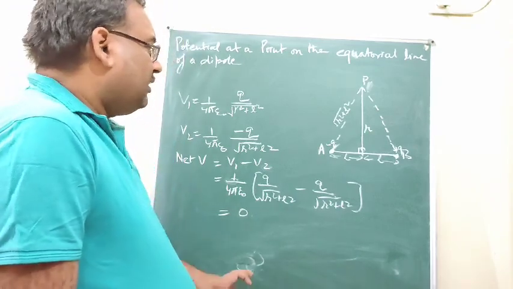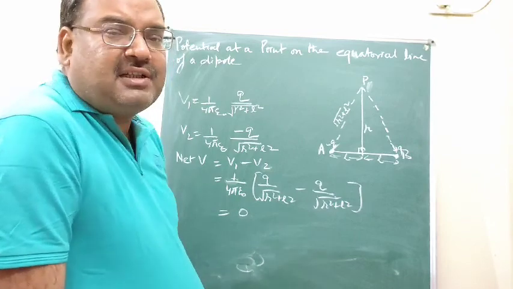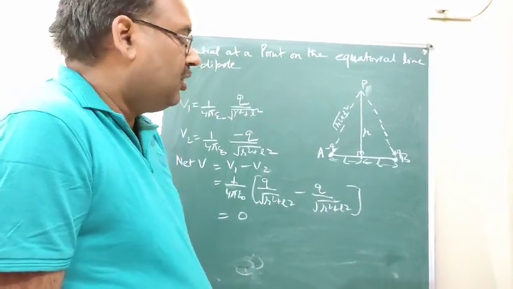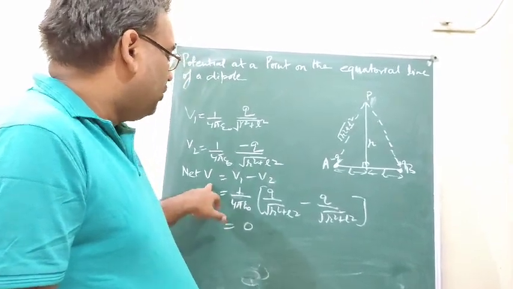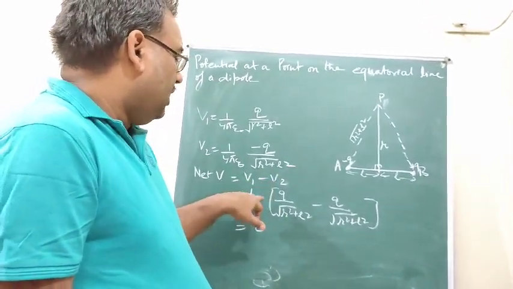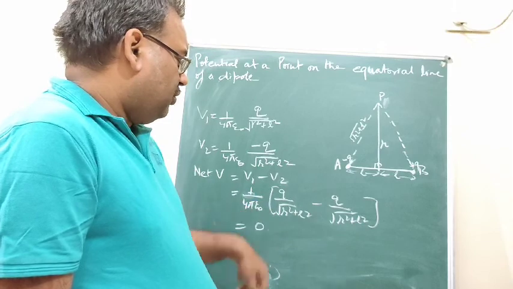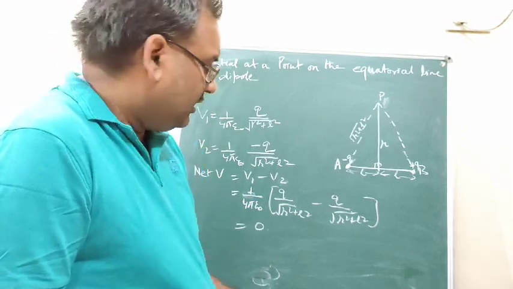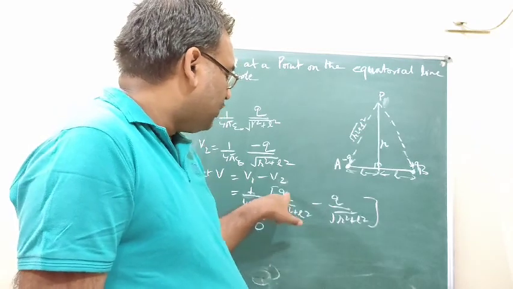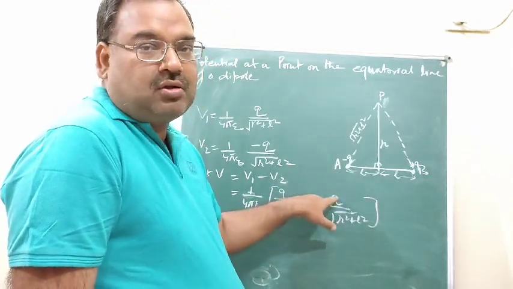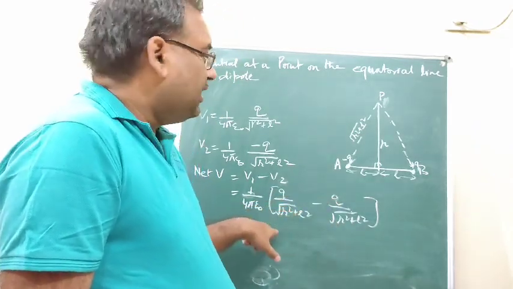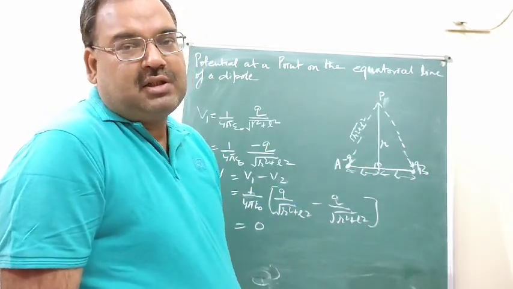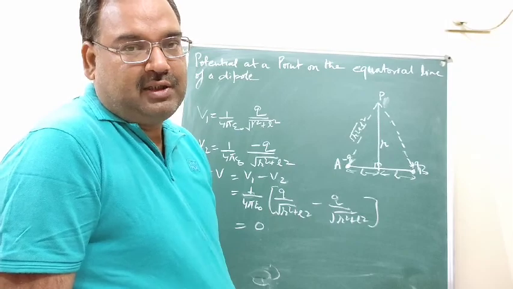Now, since potential is a scalar quantity, we will add them up along with the sign. So V is equal to V1 plus V2, 1 upon 4 pi epsilon naught q on root r square plus L square minus q on root r square plus L square. These two values are same, plus q and minus q. So it becomes 0. So potential at the point P due to the electric dipole is 0.